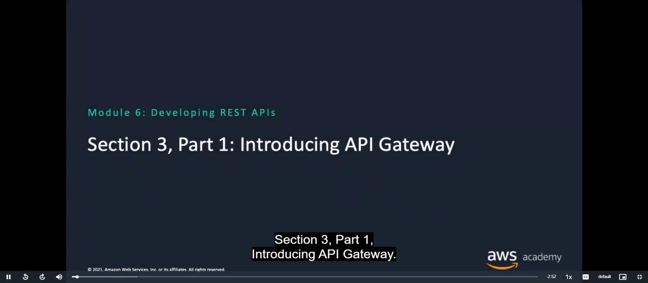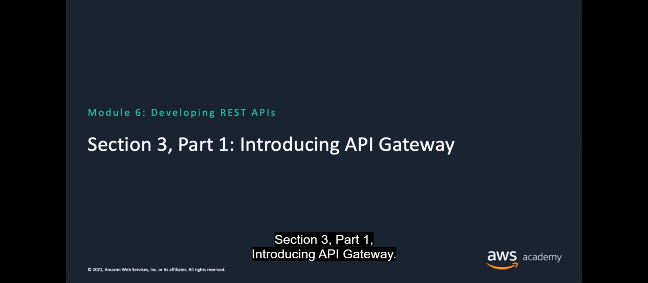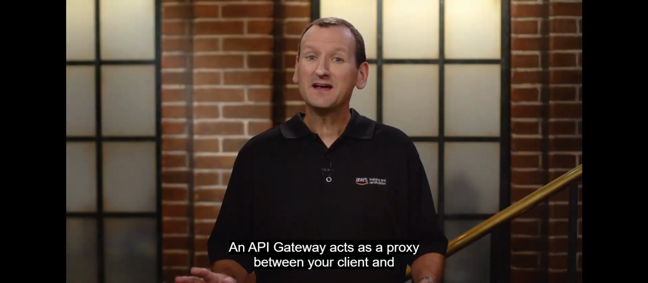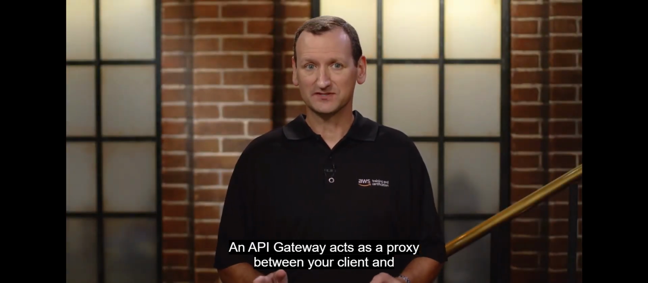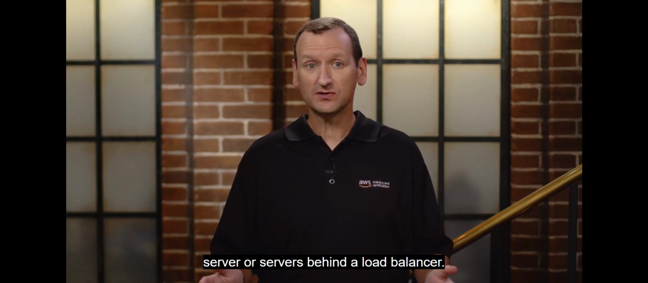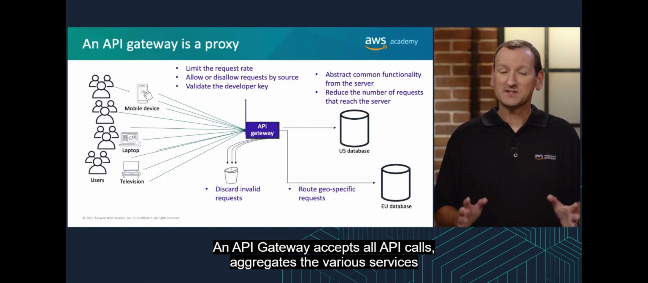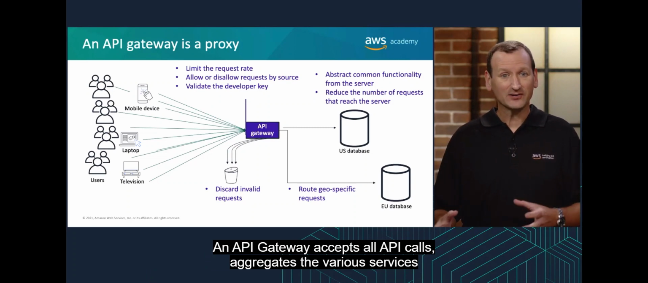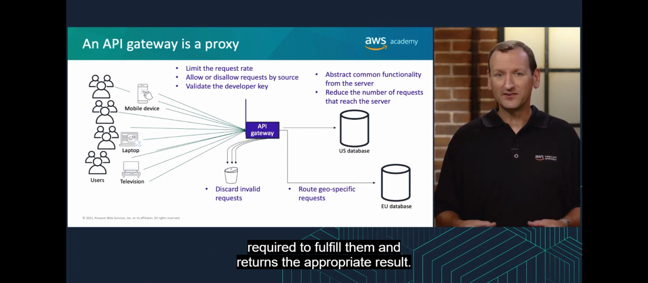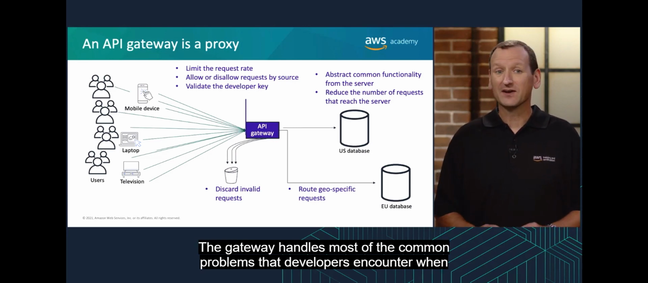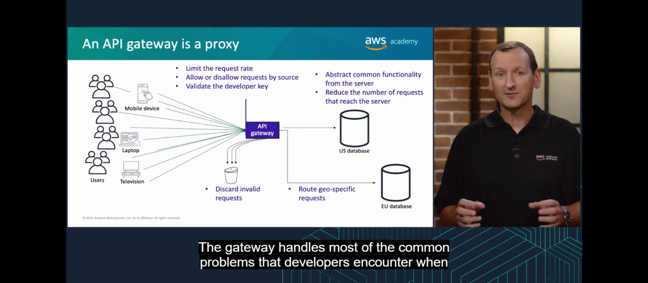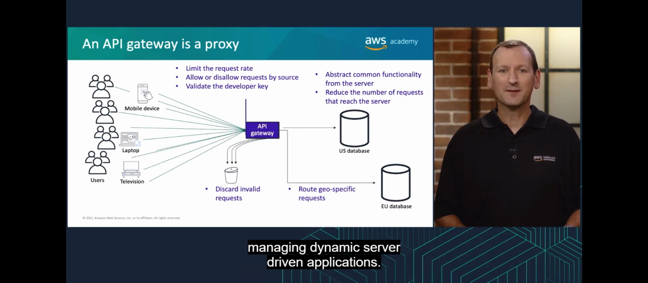Section 3, Part 1, Introducing API Gateway. An API gateway acts as a proxy between your client and server or servers behind a load balancer. An API gateway accepts all API calls, aggregates the various services required to fulfill them, and returns the appropriate result. The gateway handles most of the common problems that developers encounter when managing dynamic server-driven applications.